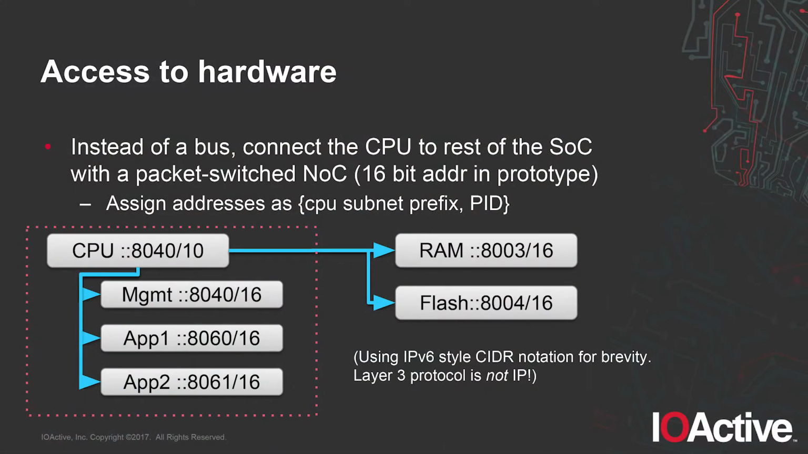And so what if we, instead of allocating one address to the CPU, what if we had a whole subnet for the CPU? So in our diagram up here, the CPU is subnet hex 8040/10. Now we have 8040 is the management address. Now we could say 8060, 8061 are different applications. And then we have our RAM and flash controller up there. So what this means is that external entities elsewhere in the network are able to distinguish where messages are coming from based on the source address of that packet.